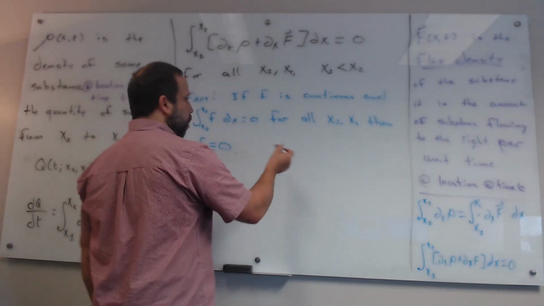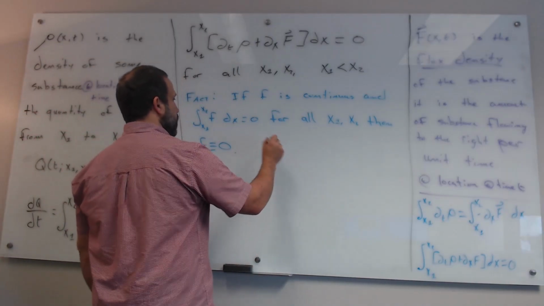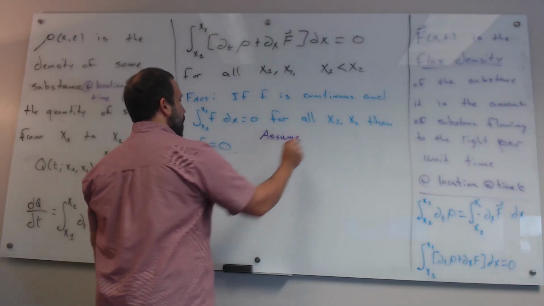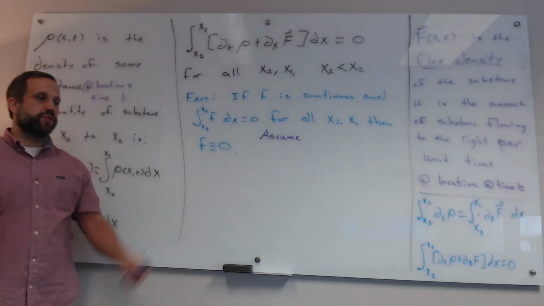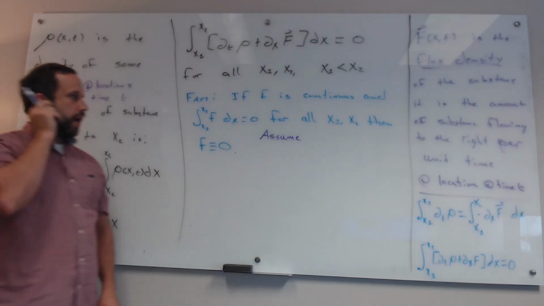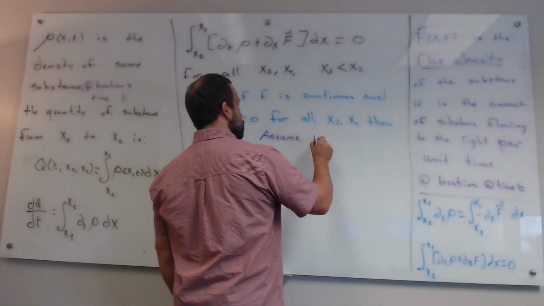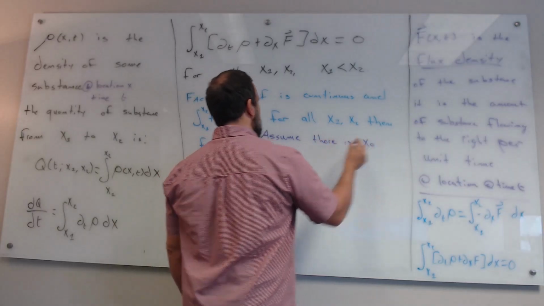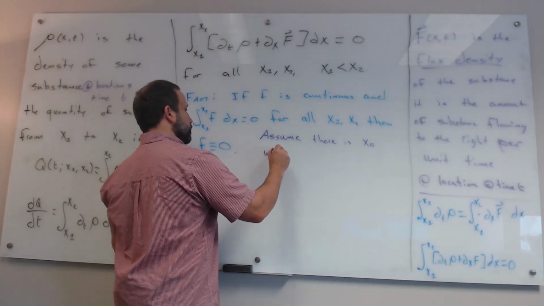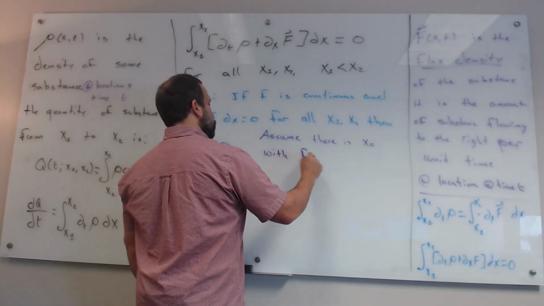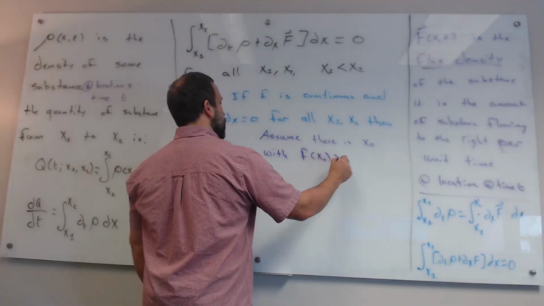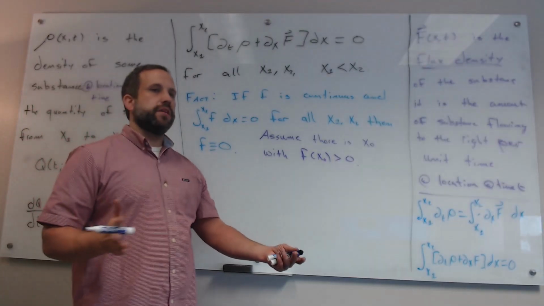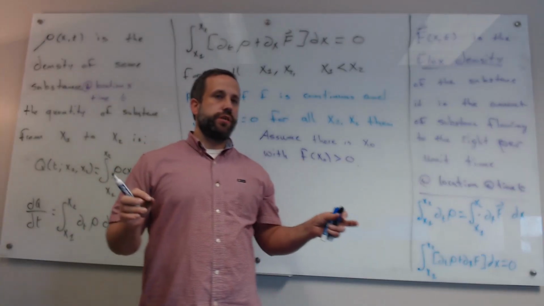Okay, so why is that true? Let's think about why that's true. I'm going to give a sort of pictorial proof here by contradiction. So assume there is an x naught with f of x naught greater than 0. Okay, so I want to assume there's some x naught where f of x naught is not equal to 0.